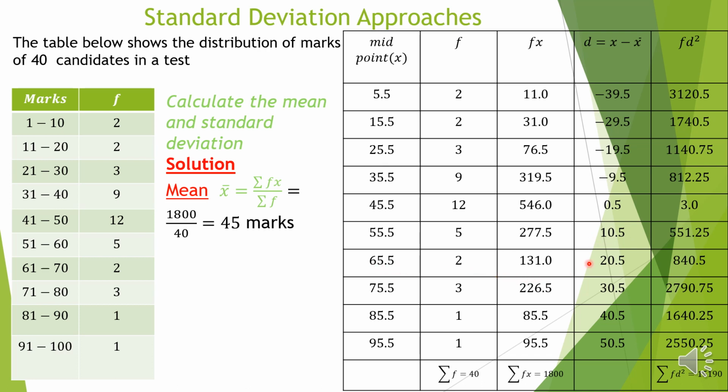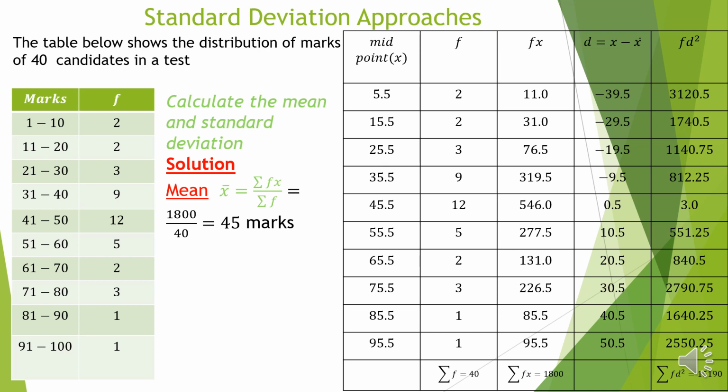65.5 minus 45, I'm getting 20.5. And then 75.5 minus 45, I'm getting 30.5. Then 85.5 minus 45, I'm getting 40.5. Lastly, 95.5 minus 45, I'm getting 50.5.